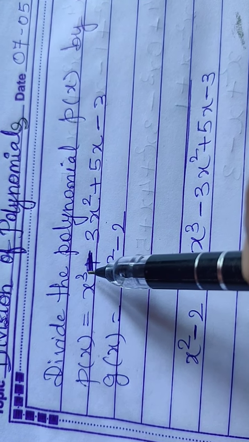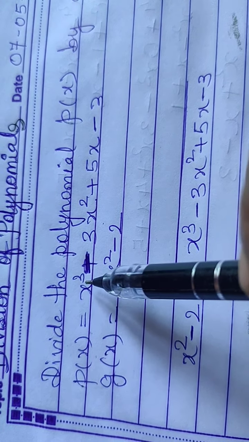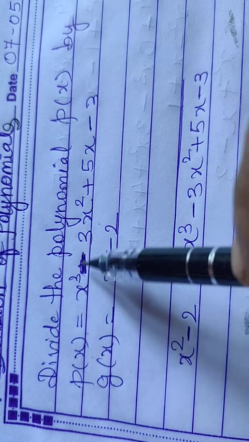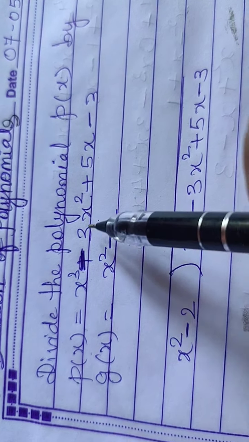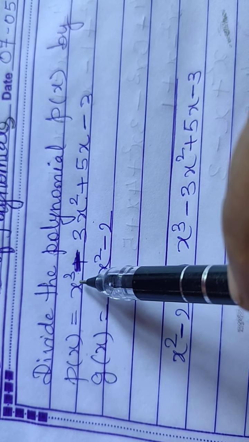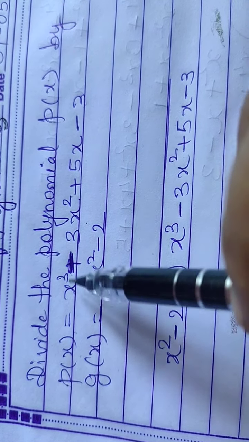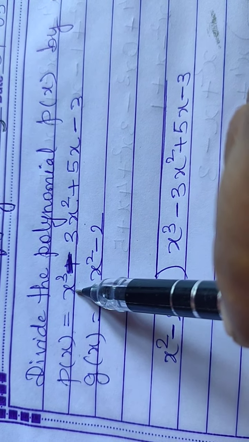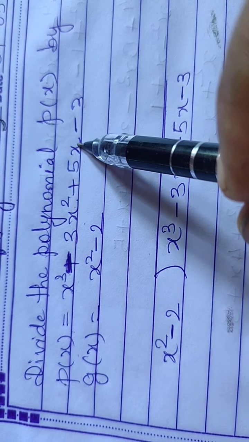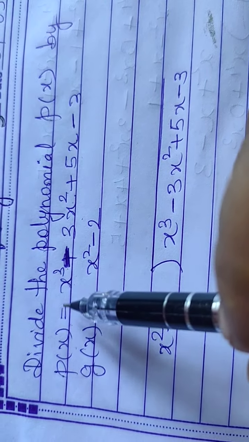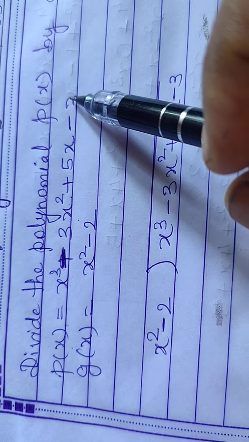The degree of this polynomial is 3, and if the degree is 3, the polynomial should contain 4 terms, one more term than the degree. There are 4 terms in the polynomial: the cubic term, the square term, the x term, and then the constant. So all terms are present. This is in the standard form.